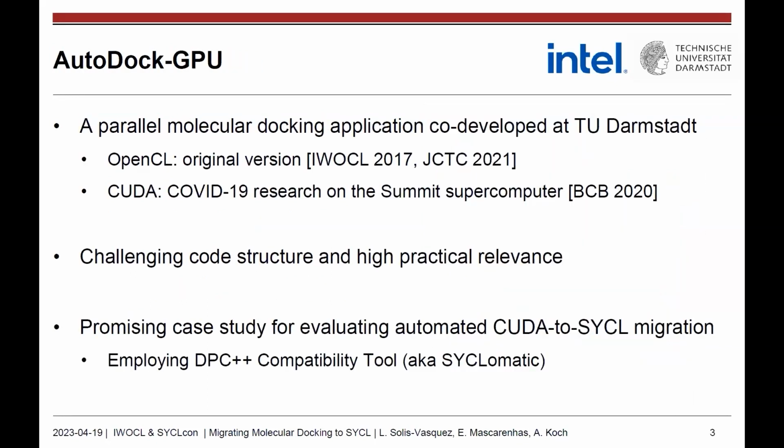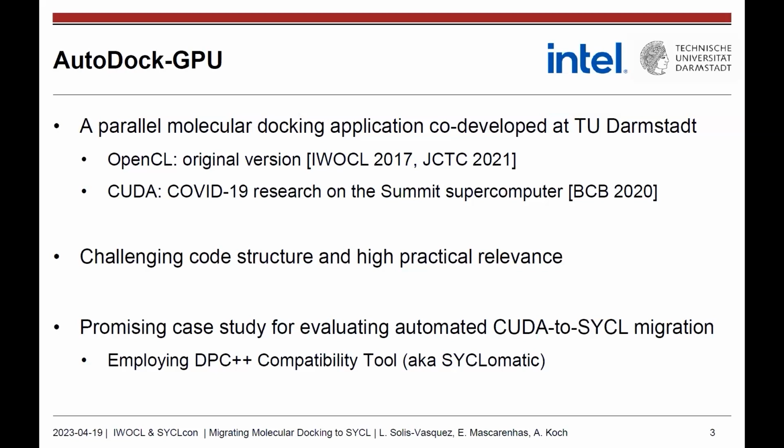At the TU Darmstadt, we have been working on Autodock GPU, which is a parallel molecular docking application that we co-developed with our colleagues at the Scripps Research. The original version was written in OpenCL, and the first paper of it was published at IWOCL 2017. Some years after, the work was extended to a journal, the Journal of Chemical Theory and Computation.